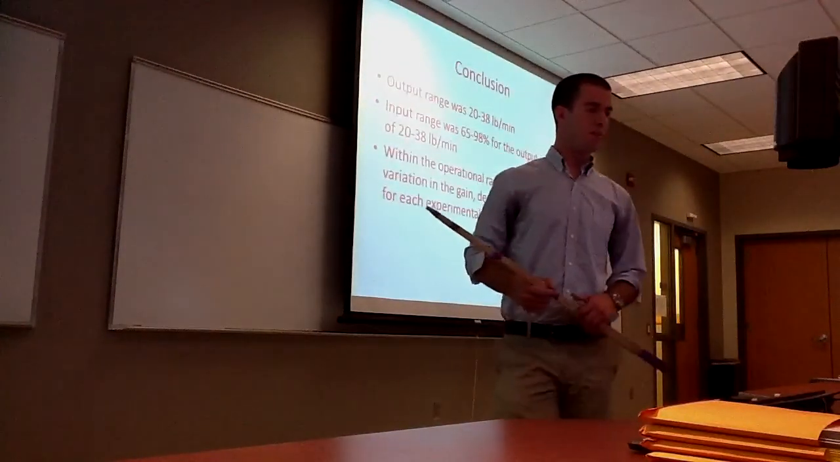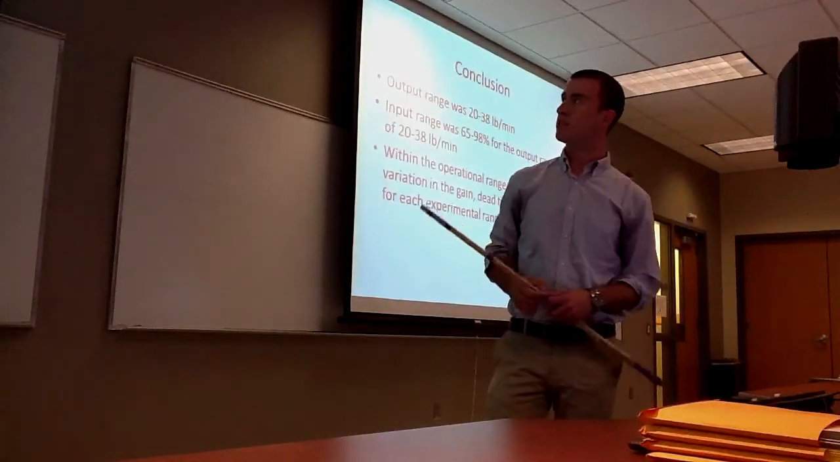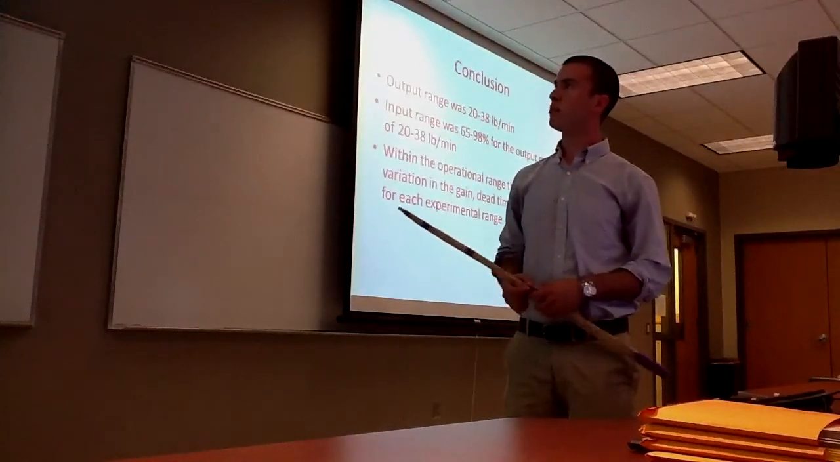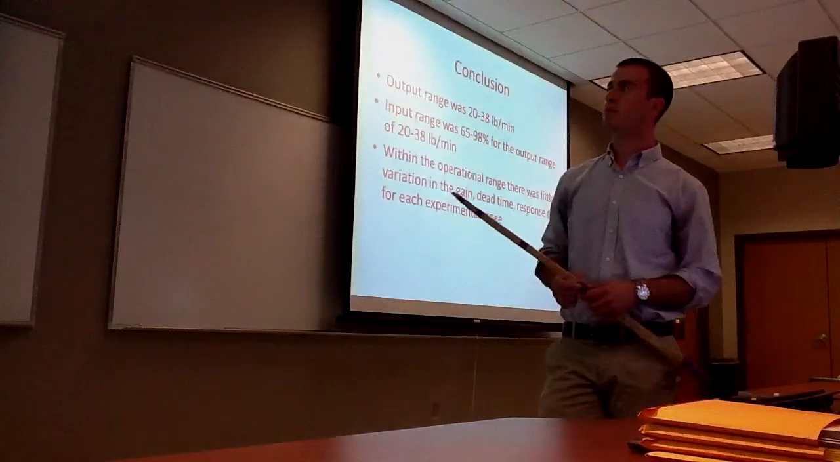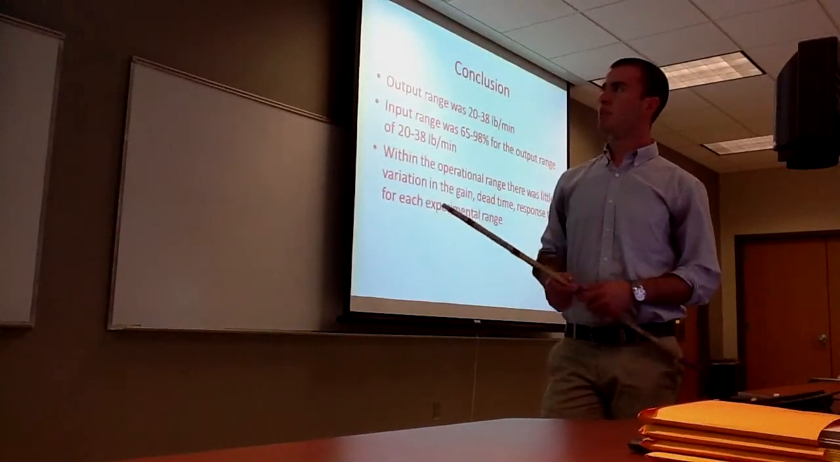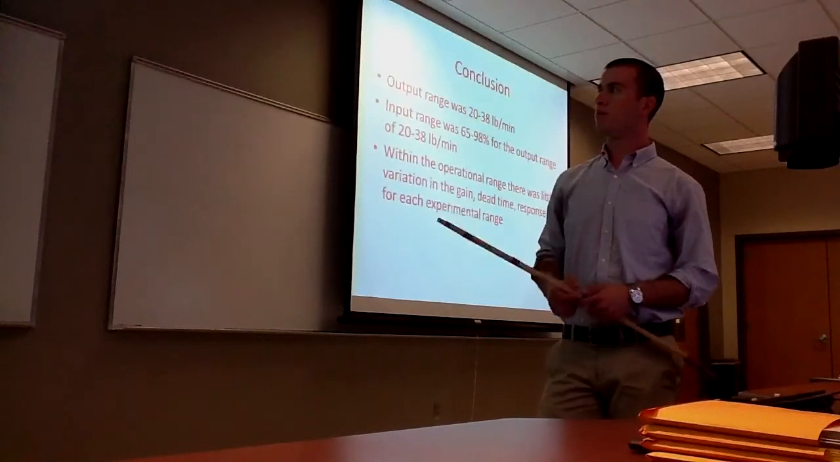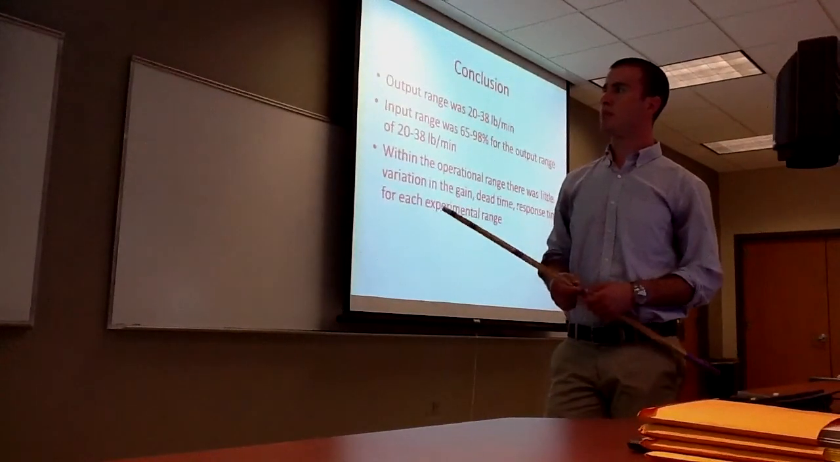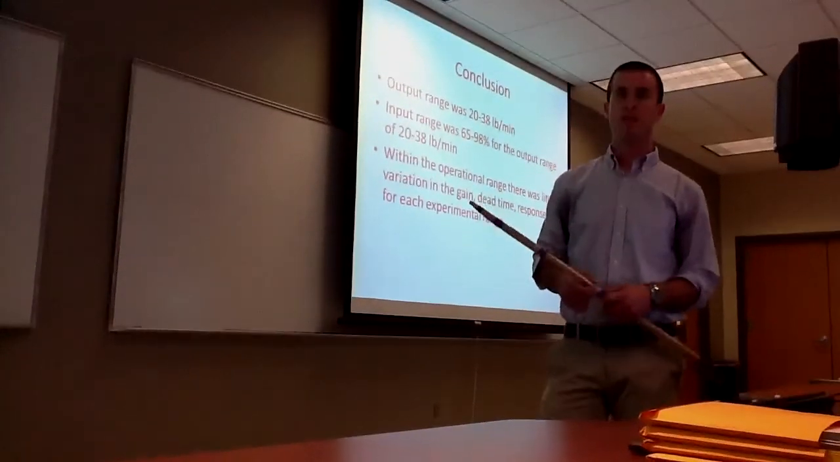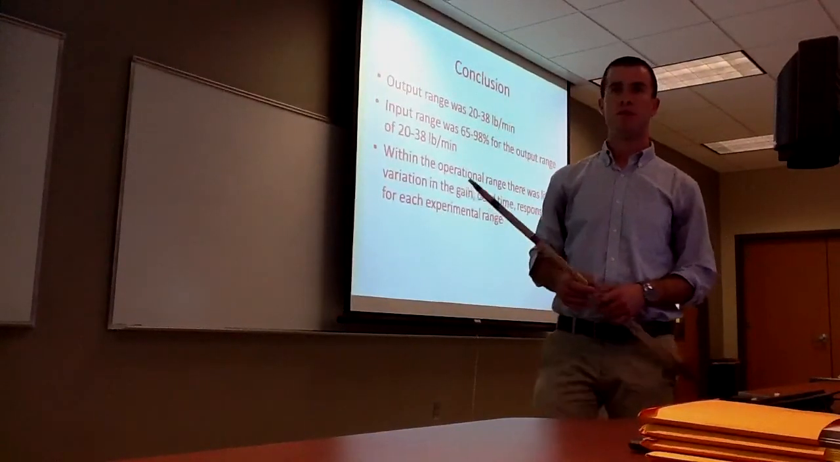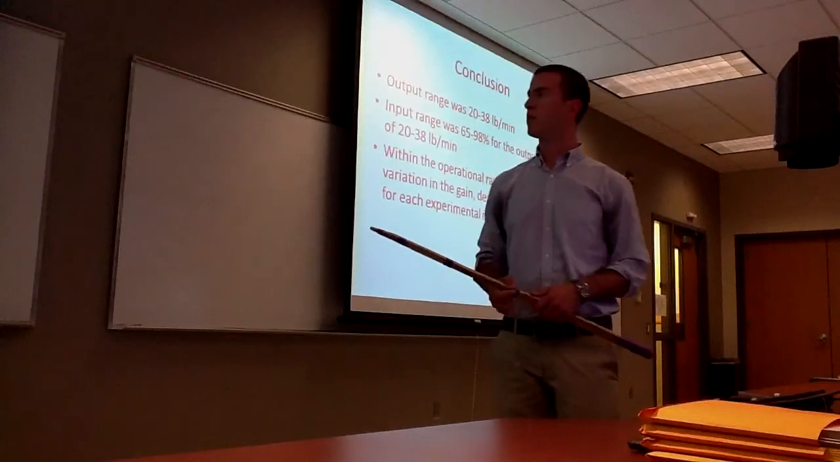To conclude, the output range was 20 to 38 pounds per minute. The input range was 65 to 98% for the output range of 20 to 38 pounds per minute. Based on this data, there's little variation in the gain, dead time, and response time for each experimental range, so it's very easy to compare one to the other and know how to relate to the system.